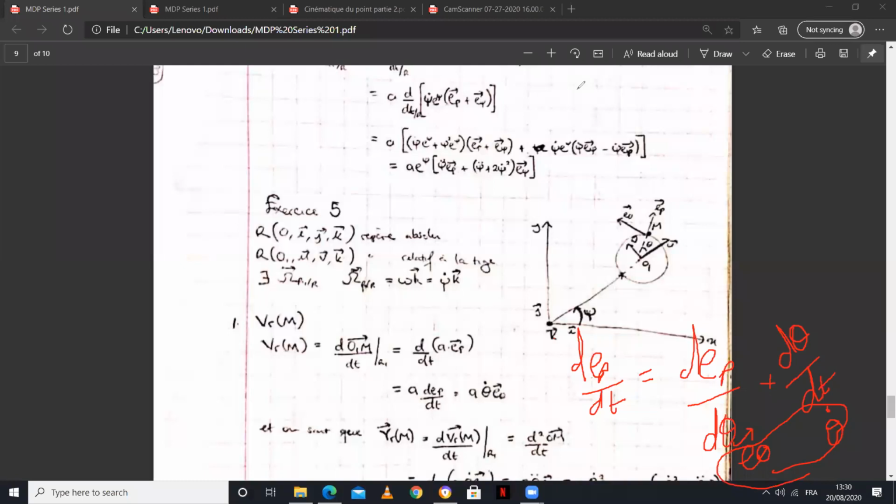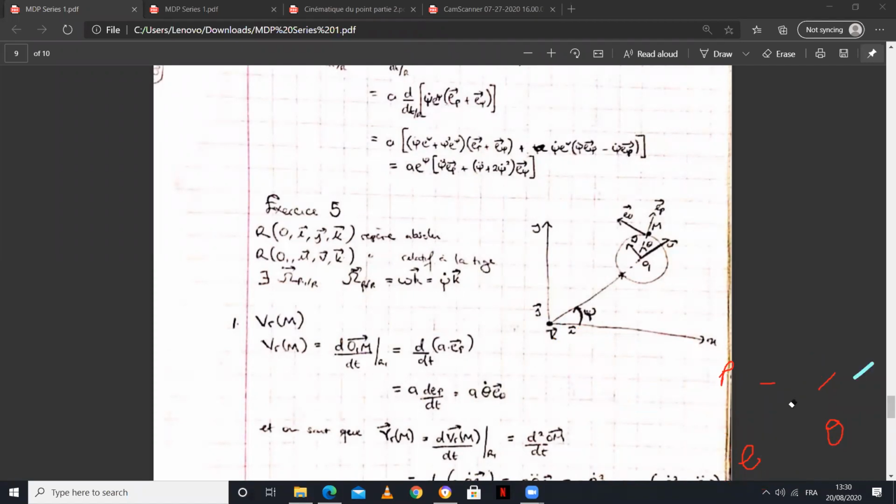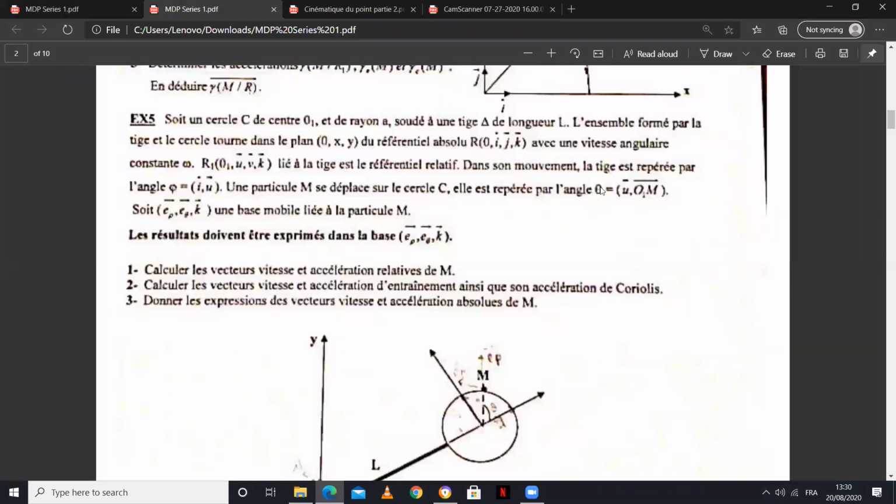Is it clear for the vitesse relative? In the question, was it indicated the theta? Yeah, theta. Let me just remove these things. The theta was indicated. It's the angle between U and ORM. When you go to the question, they told us theta is this one here. It's the angle in the circle, this one here, between U. The theta is the angle between U and ORM. So theta there, and like that there. Between that, it's the theta there.